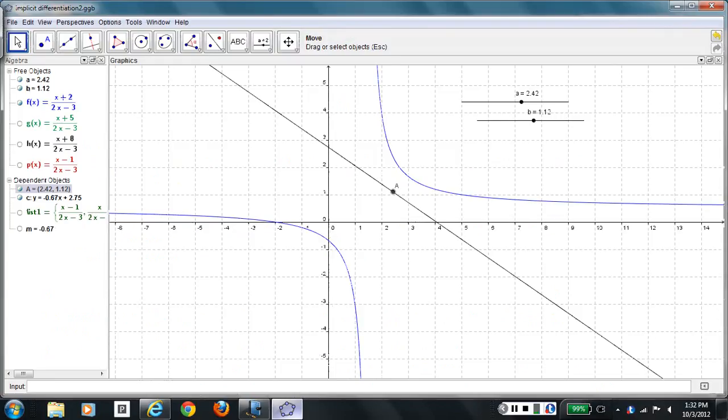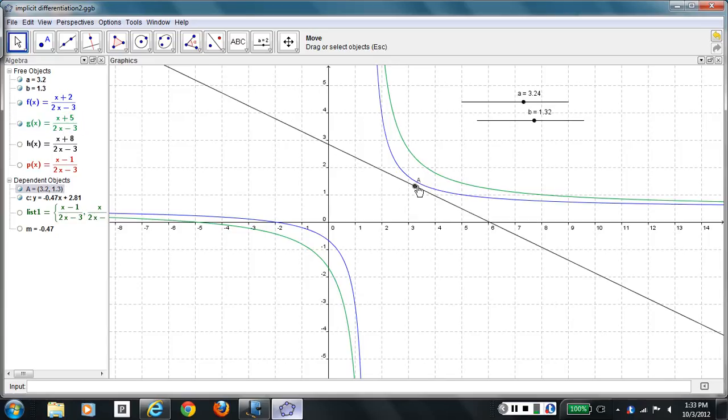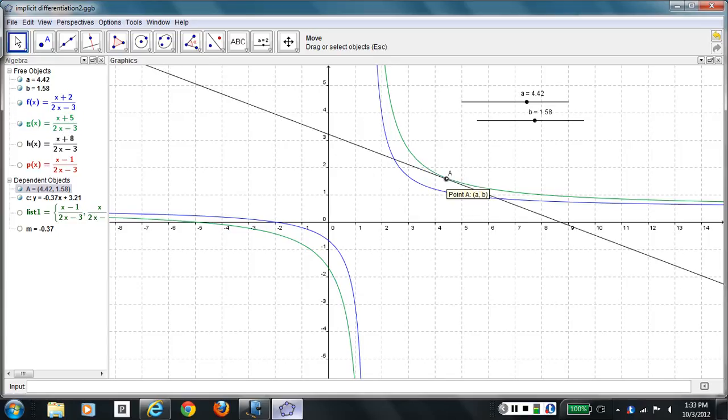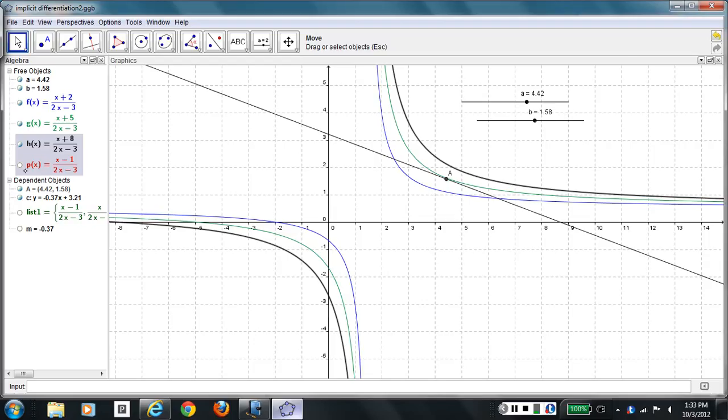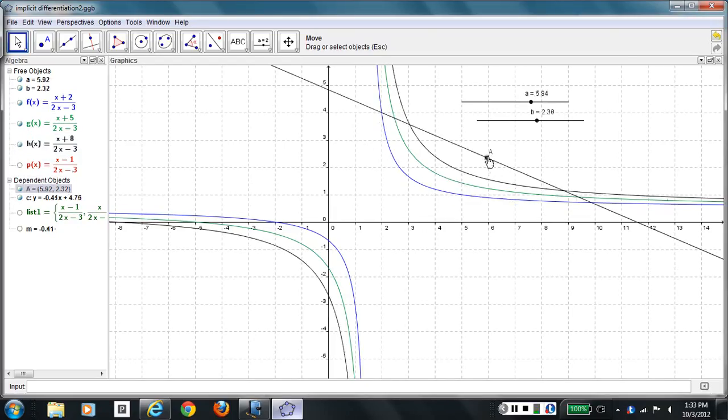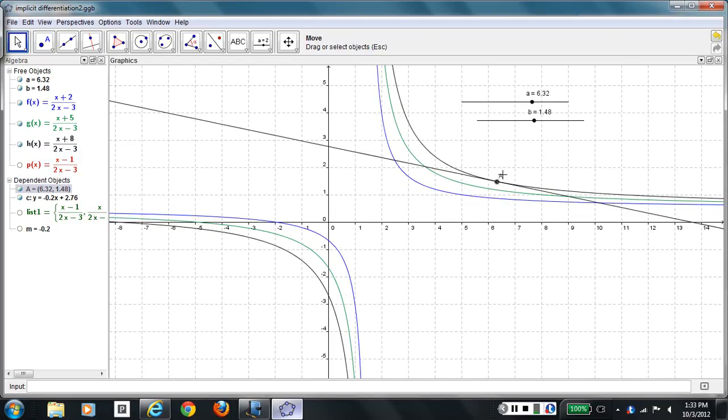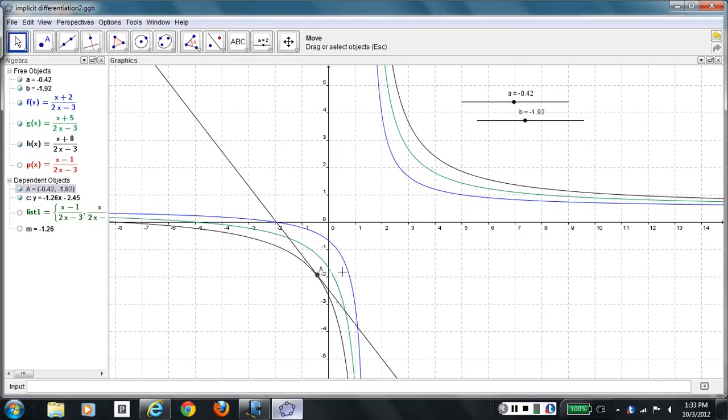So consider this. What we have here is the graph of f(x) equals (x plus 2) over (2x minus 3). What if we say g(x) equals (x plus 5) over (2x minus 3)? Well, that tweaks it a little bit, but if we move this point onto the green graph, if it's on that graph, it's the slope of the tangent line. We could do another one, change the 2 to an 8, and that gives us that curve. If we take that point, out here it doesn't mean much, but if it's on that curve, it's the slope of the tangent line. If it's on the curve over here, it's the slope of the tangent line.